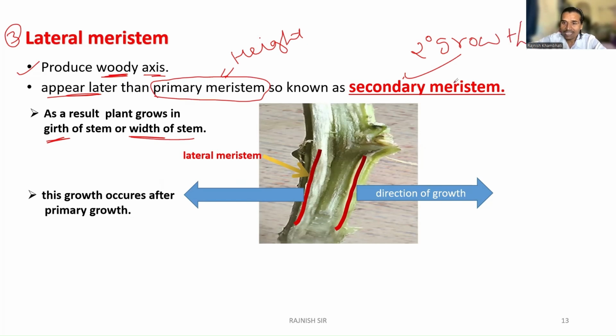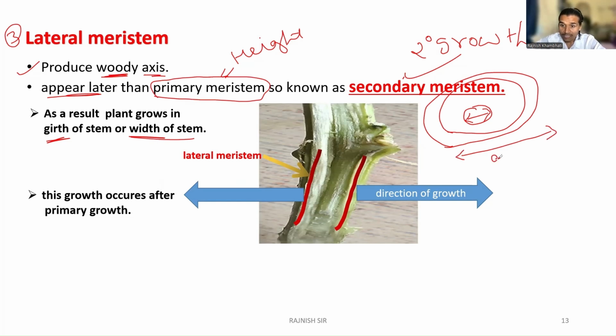And what is secondary growth? Secondary growth means increase in girth or width. Like, this is a stem which was very small in diameter. Later on, the diameter will become bigger like this. Slowly, diameter becomes bigger. So when this girth increases from smaller to bigger, this is known as secondary growth.